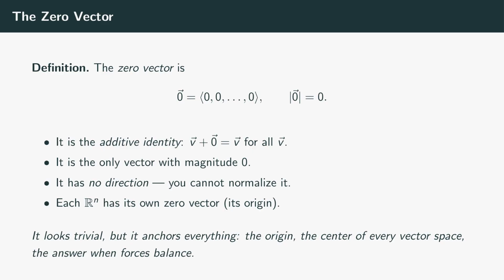The 0 vector is a little strange, because unlike every other vector, it has no direction. Which way does an arrow of length 0 point? The question has no answer, and that's exactly why you cannot normalize it. Dividing by its magnitude would mean dividing by 0.